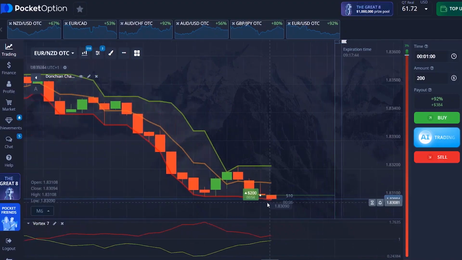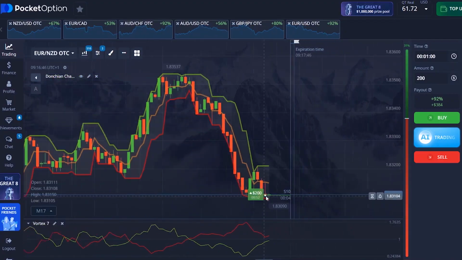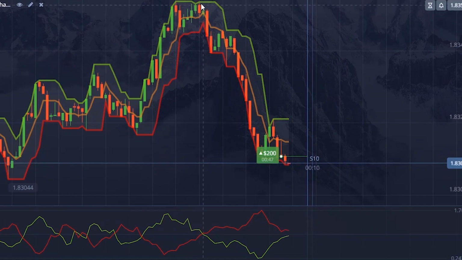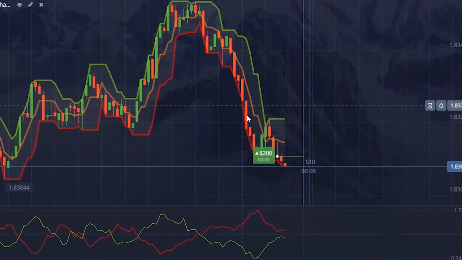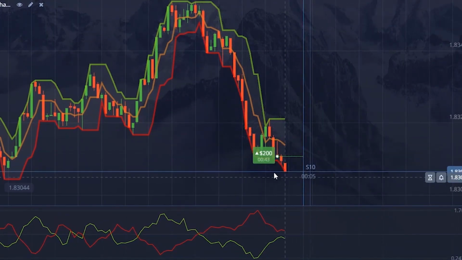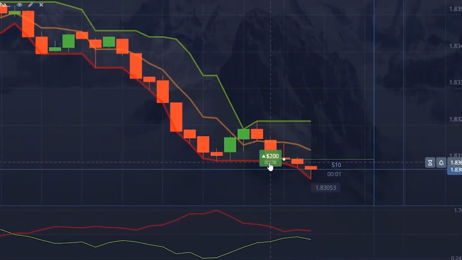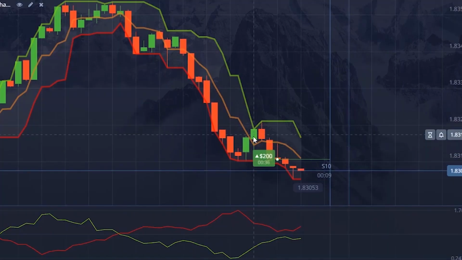Now this is how the strategy works. Basically, the first thing you need to see is the market moving from an upward direction towards a downside direction. So immediately you see that, the next thing you also need to put into consideration is that the market should be reversing, just like what we have right here.